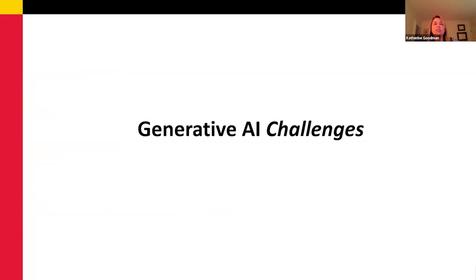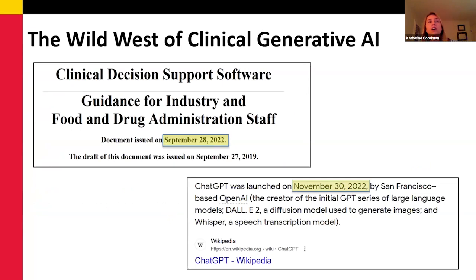Okay, so shifting now to generative AI and specifically some challenges. Clinical generative AI is a bit of a wild west. And I've highlighted here, as I mentioned in the previous slide, this clinical decision support software guidance. If you'll notice, FDA released that on September 28th, 2022. When was ChatGPT released publicly? Oh, just about 2 months later. So poor FDA, I don't envy their position, but effectively, they had a multi-year guidance document that was finalized and didn't really contemplate clinical uses of generative AI.